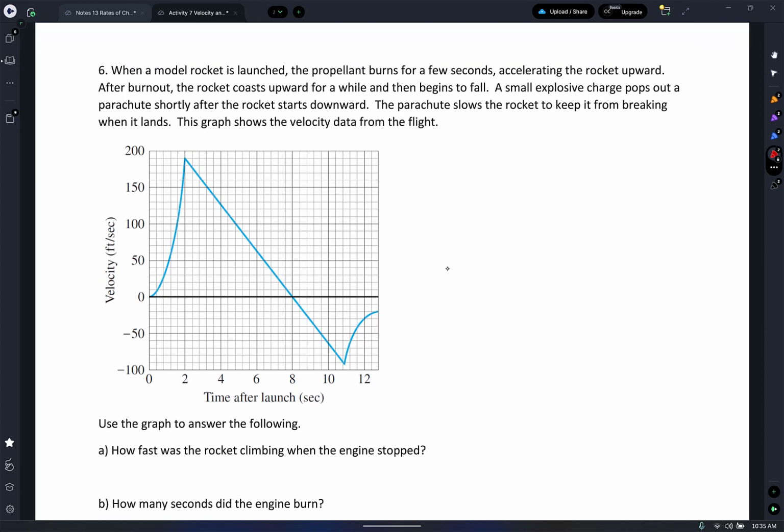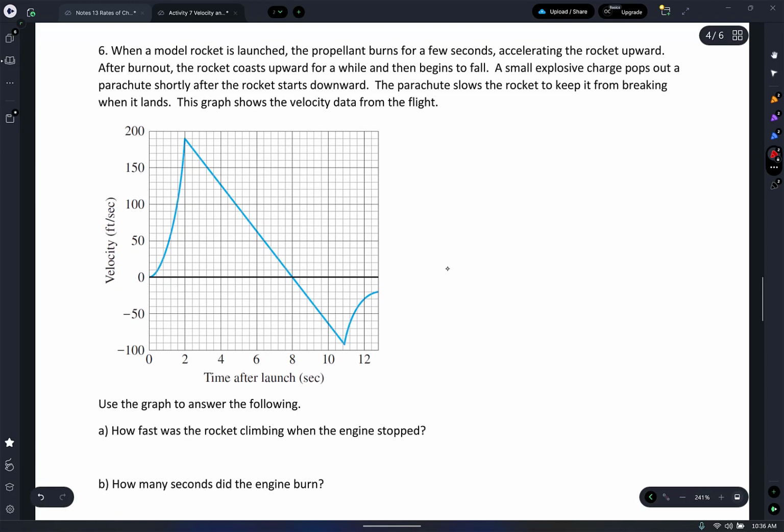When a model rocket is launched, the propellant burns for a few seconds, accelerating the rocket upward. After burnout, the rocket coasts upwards for a while and then begins to fall. A small explosive charge pops out a parachute shortly after the rocket starts downward. The parachute slows the rocket to keep it from breaking when it lands. The graph shows the velocity data from the flight. Man, I can't read today.